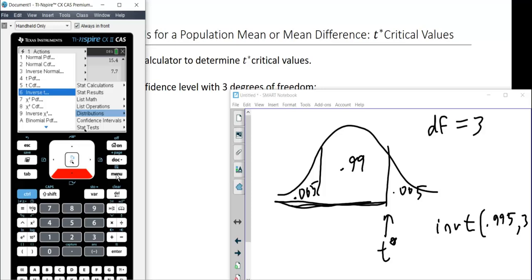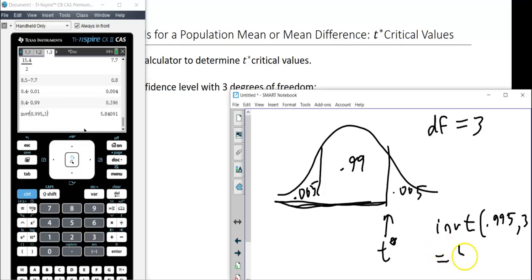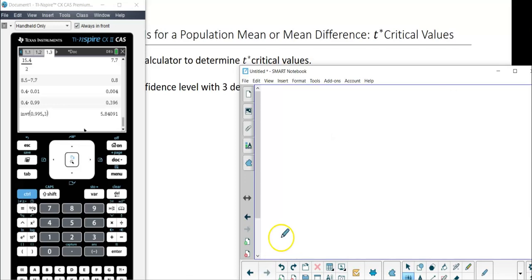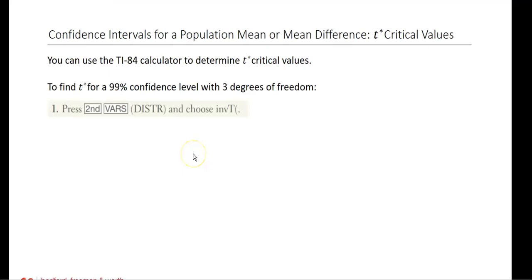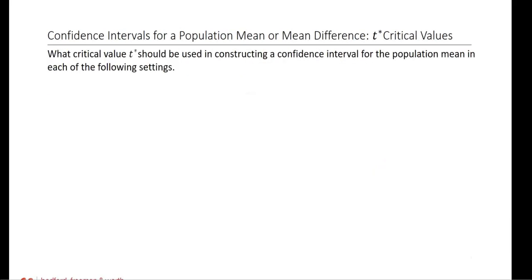So t is like our normal curve, it's not a normal curve, it's a t curve for means. So area is 0.995, degrees of freedom told us it's 3, and we just type it in and we get our inverse t amount is 5.84. Okay, they did it slightly different. They did 0.005, found the one on the left and made it positive, but I like the way we did it.